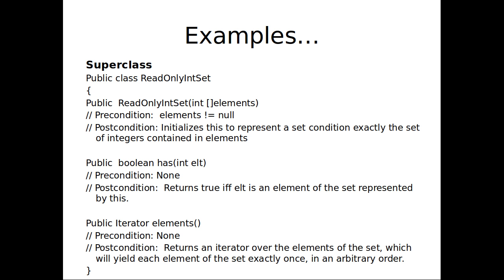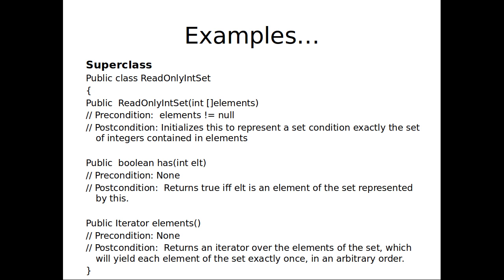For example, for has, it says returns true if and only if element, that's the argument here, the parameter, is an element of the set represented by the object on which this is invoked. So you have a reference to a read-only int set. Call it r, and we call r.has(2), and it tells us whether or not 2 is an element of the set. Right?